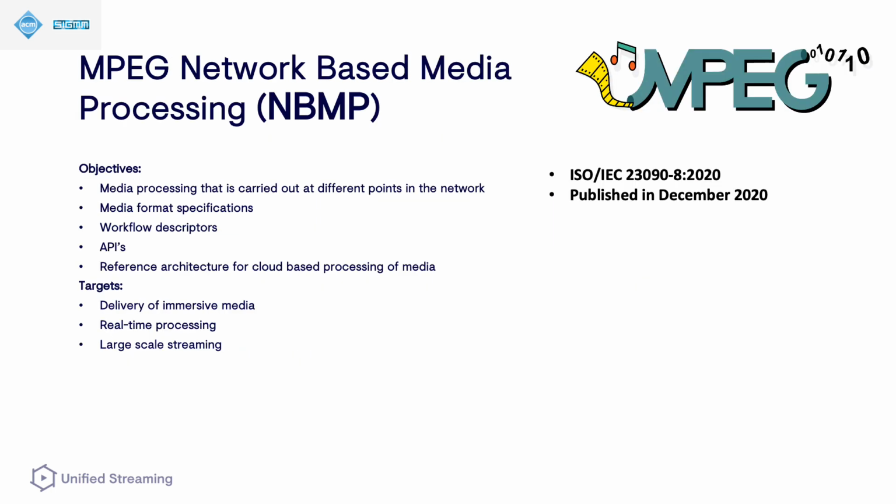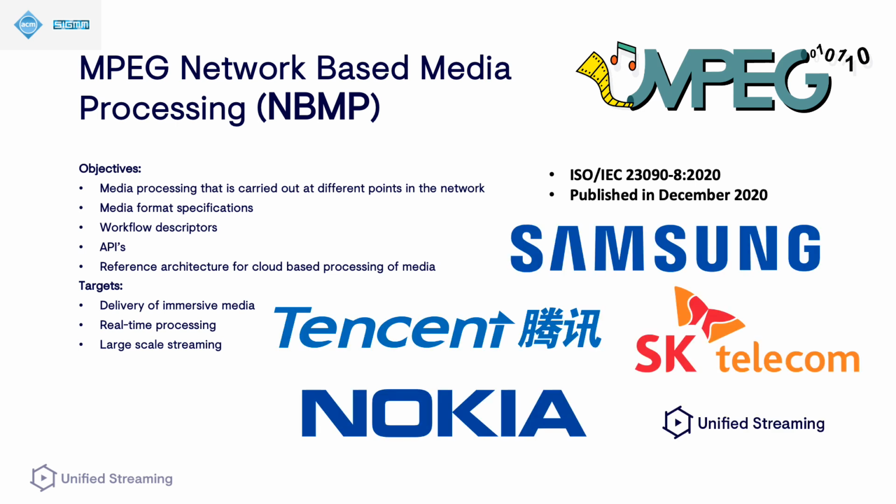MPEG network-based media processing, or NBMP, has the objective of providing media processing that is carried out at different points in the network through different media format specifications, workflow descriptors, and APIs. It uses a reference architecture for cloud processing of media. The targets are delivery of immersive media, real-time processing, and large-scale streaming. The standard itself was published in December 2020, and some of the companies involved in developing this standard are Samsung, Tencent, Nokia, and SK Telecom, to name some of them.